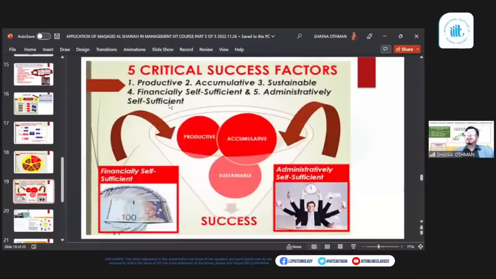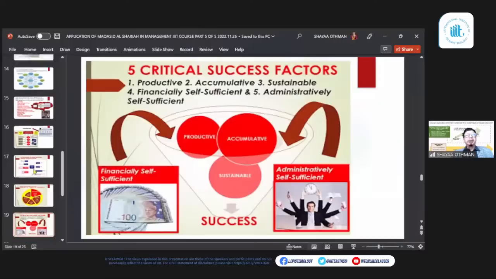And we must realize that during the Ottoman Empire, the critical success factor is basically that they are productive. The money grows, the money accumulates, and they're able to be sustainable, and they are financially self-sufficient, this institution, and administratively self-sufficient. So if they have 10 million donated or 1 million donated, the money grows, and then they're able to sustain, not asking, but giving to people. This is an important success factor.